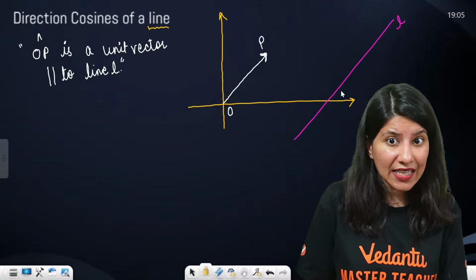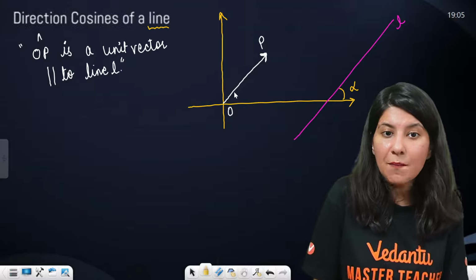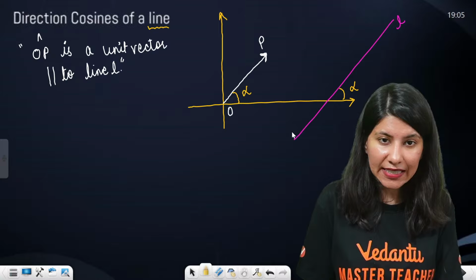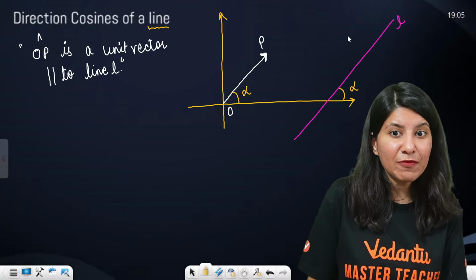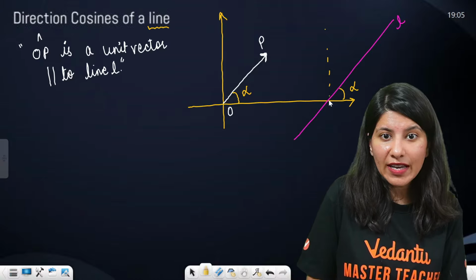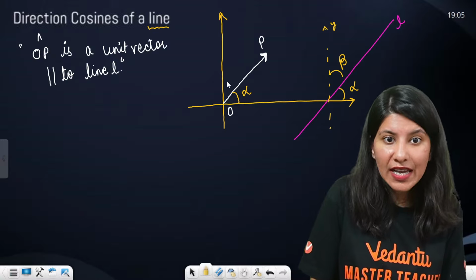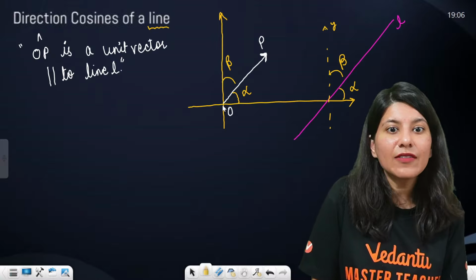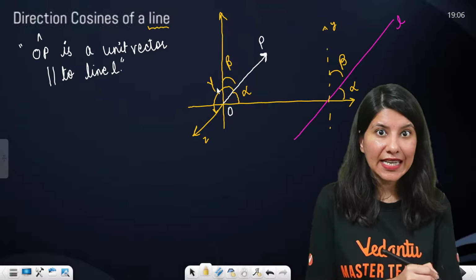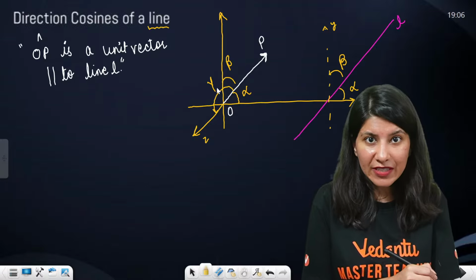So this line L is making alpha with the x-axis, so obviously my vector will also make alpha with the x-axis. Yes, clear? Now if my line is making beta with the y-axis, so this is your y-axis, basically, my vector will also make beta with the y-axis, and the same with gamma with the z-axis, so my vector will also make gamma with the z-axis.